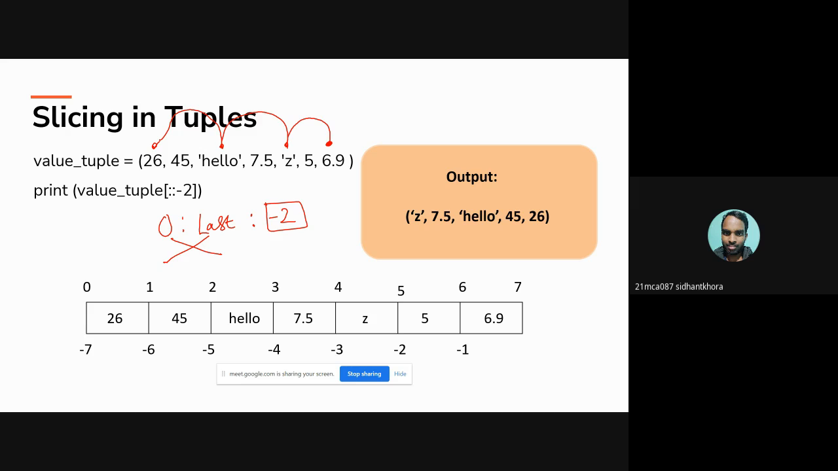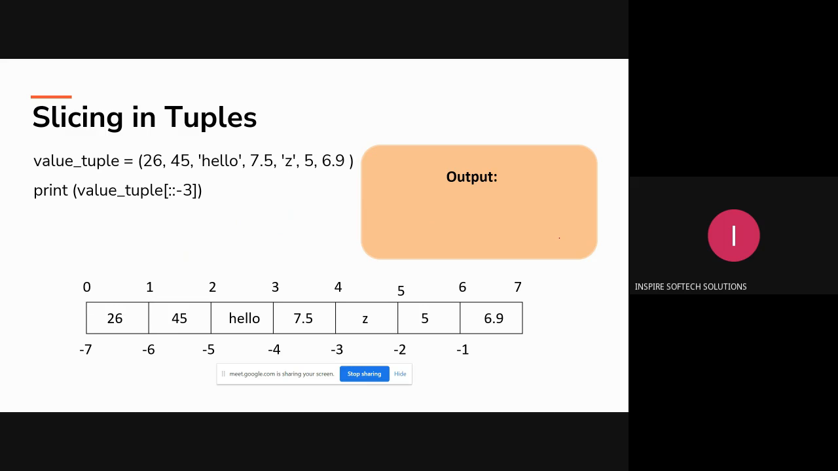No, sir. Okay. It's going to be the wrong answer. Then what should be the right answer? As we discussed, 6.9, Z, hello, and 26. This is going to be the right answer. Okay. So next, -3. Obviously we'll know, so don't have to spend our time. Next is going to be 6.9. Then from 6.9, if you are shifting 3 times backward, it will be 7.5. From there, if you are shifting 3 steps backward, 26.